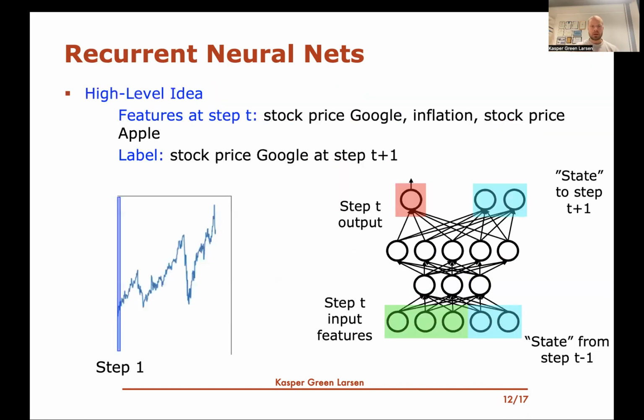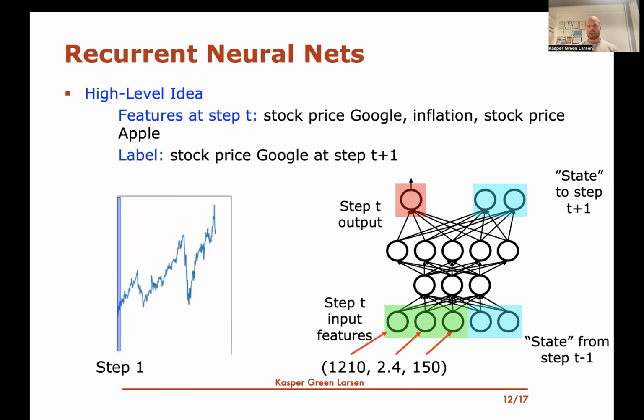Let's give a little bit more details so we can understand this functionality. Let's go back to this example of Google stock prices. At every single time step, what we've measured is the stock price of Google, inflation, stock price of Apple. So we have these features measured for every single time step. And the label that we're trying to predict is the stock price at the next time step. What happens if we start processing the sequence, starting at step 1? For step 1, we measured the stock price of Google, say $1,210, the current inflation, 2.4, and the stock price of Apple, say 150.